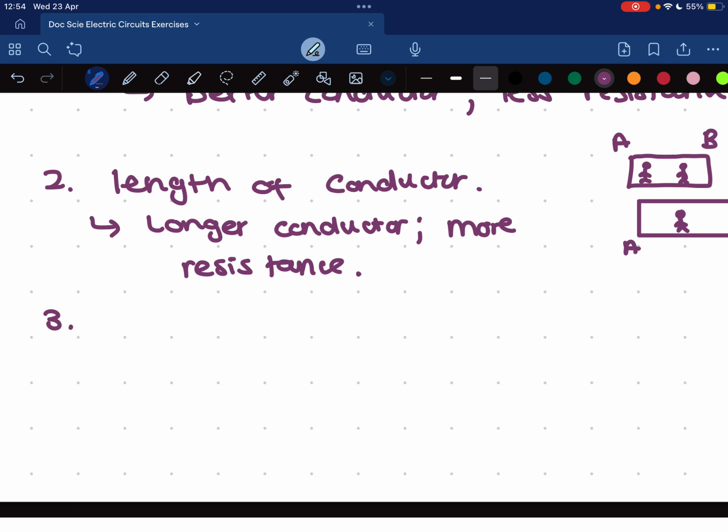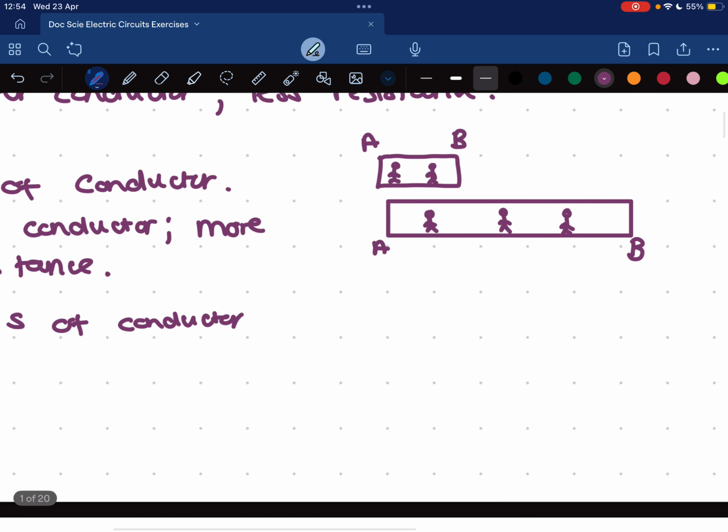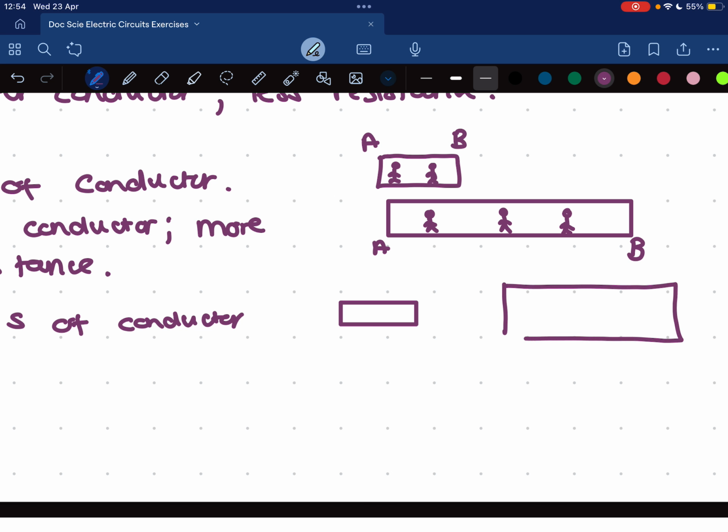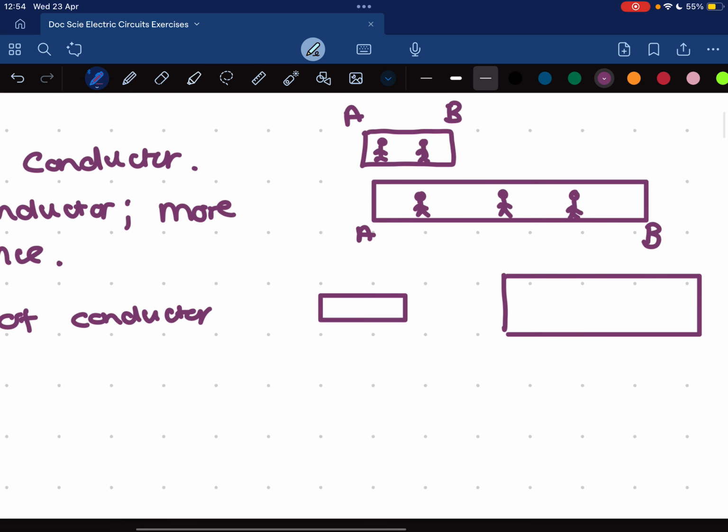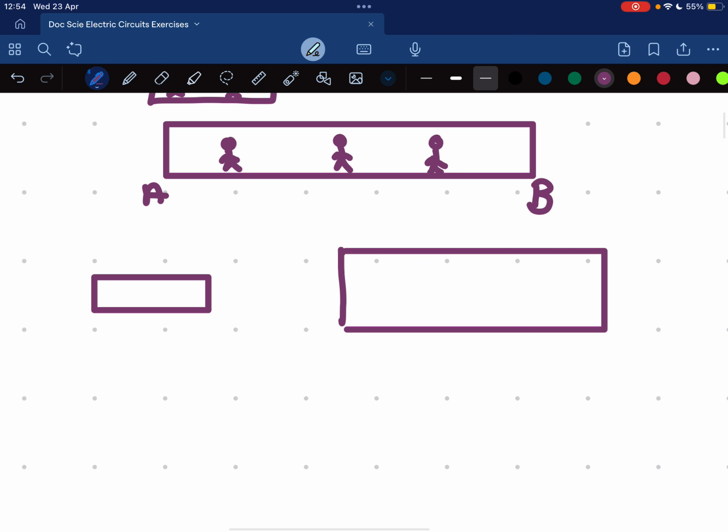Then the third thing is the thickness of the conductor. So again, imagine having a conductor with that thickness and having a conductor with this thickness. Remember, we spoke about the fact that there is this collision which causes more resistance.